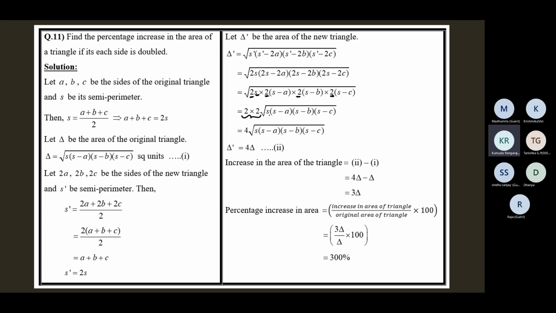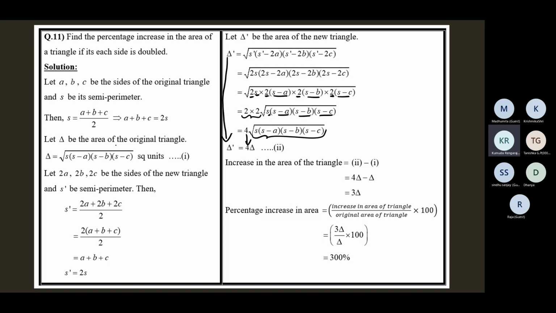This s is there, and then this s minus a, then this s minus b, and then this s minus c. Of the 4 2's, 2 2's come out. So we get 4 into root of s into s minus a into s minus b into s minus c. So delta dash is equal to 4.